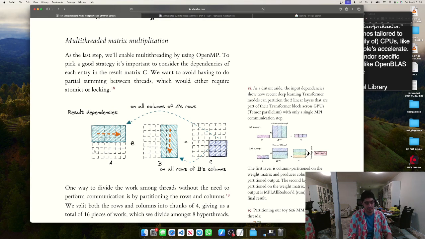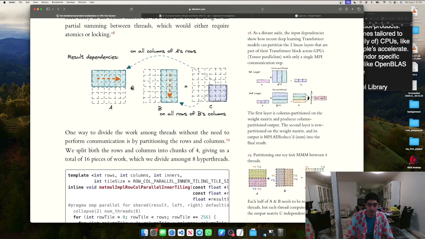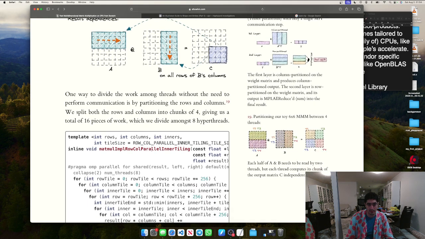Result dependencies. One way to divide the work among threads without the need to perform communication is by partitioning the rows and columns. We split both the rows and columns into chunks of 4, giving us a total of 16 pieces of work, which we divide. Do you need to do that? You do need to do that.